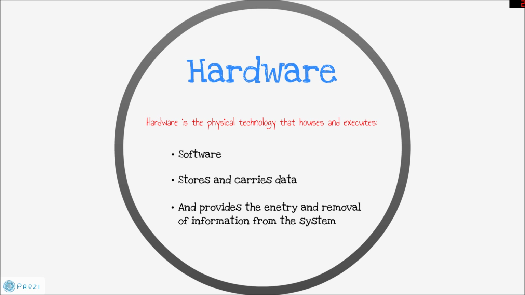Hardware is the physical technology that houses and executes the software, stores and carries the data, and provides interfaces for the entry and removal of information from the system. Physical security policies deal with hardware as a physical asset and with the protection of these physical assets from harm or theft. Applying the traditional tools of physical security, such as locks and keys, restricts access to and interaction with the hardware components of an information system.